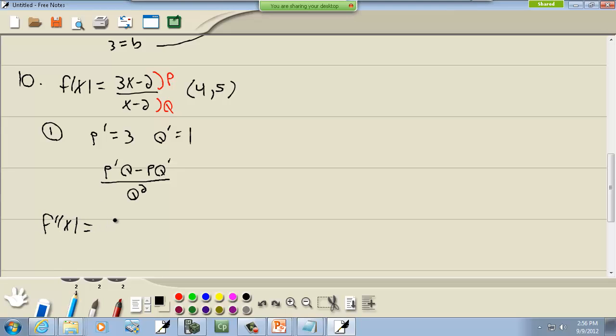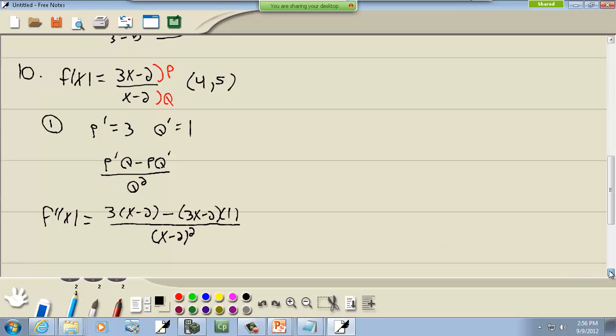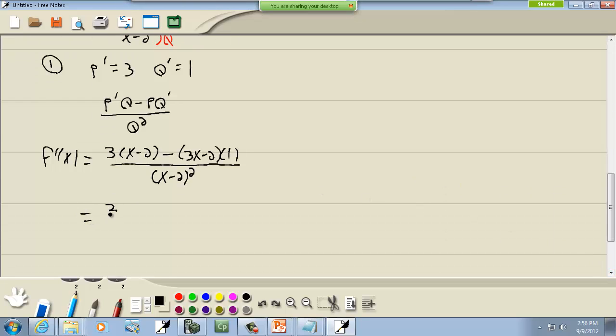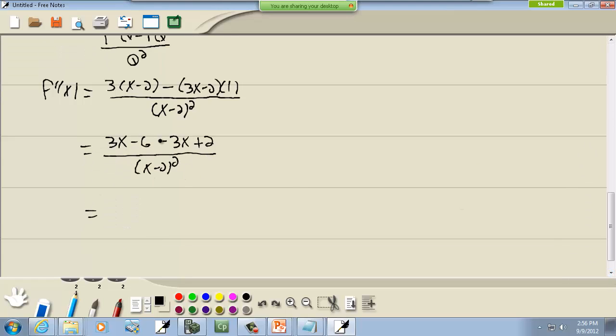Now for our derivative, p prime was 3 times q, which is x minus 2, minus p, which was 3x minus 2, times q prime, which was 1, over q squared, which would be x minus 2 squared. I'll simplify this a little bit. 3 times x is 3x, 3 times negative 2 is negative 6. That negative is going to flip the sign of both of those, so that becomes negative 3x plus 2 over x minus 2 squared. 3x minus 3x drops away, negative 6 plus 2 is negative 4, so we got negative 4 over x minus 2 squared.